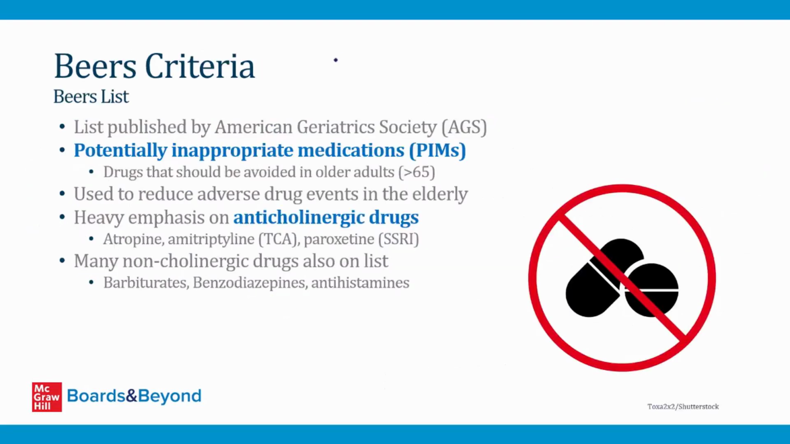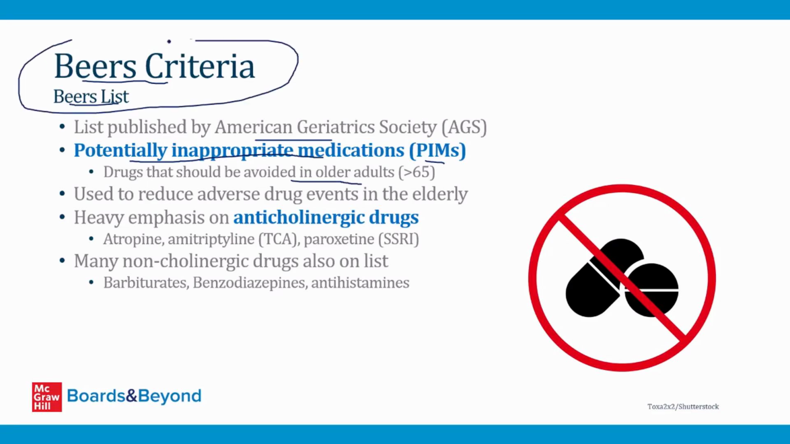It's long been known that there are many drugs that can cause confusion, especially among the elderly. But in the 1990s, a clinician named Beers developed a so-called Beers criteria or Beers list, which is published regularly by the American Geriatric Society. And it's a list of so-called PIMs, which are potentially inappropriate medications. These are drugs that should be avoided in adults over the age of 65. And that's because these can cause things like confusion and delirium.